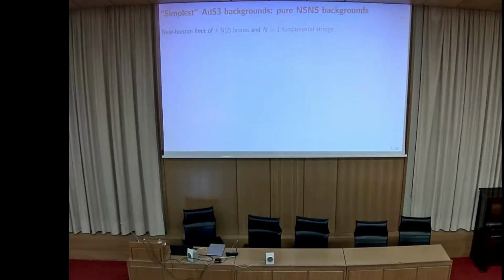Okay. Let me start from the simplest of AdS3 backgrounds. These are pure NS-NS backgrounds, which you can study very easily, or rather easily, in the RNS formalism. And this was done almost 20 years ago. The idea is that you start from NS5 branes, k of them, and a very large number of fundamental strings. I'm doing perturbative string theory here, so the string will be small.